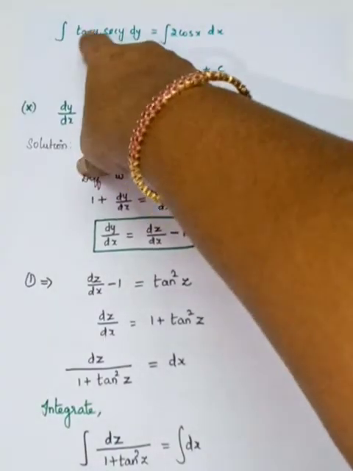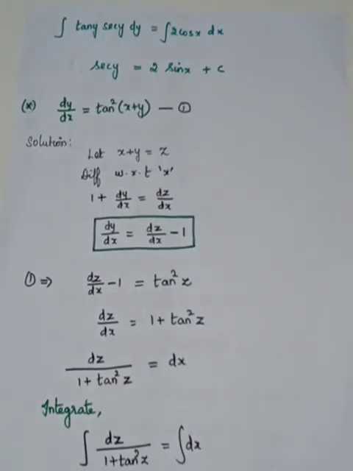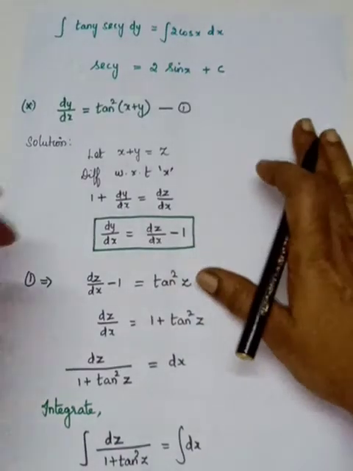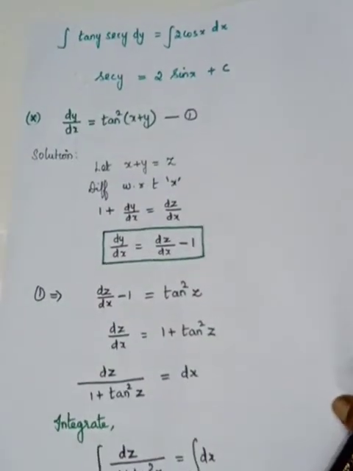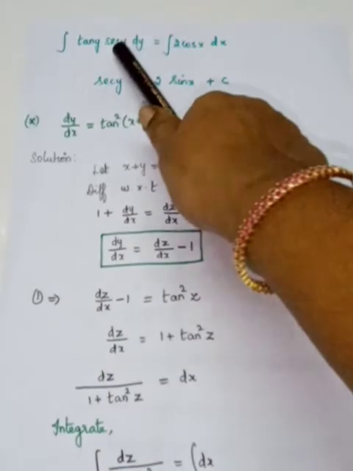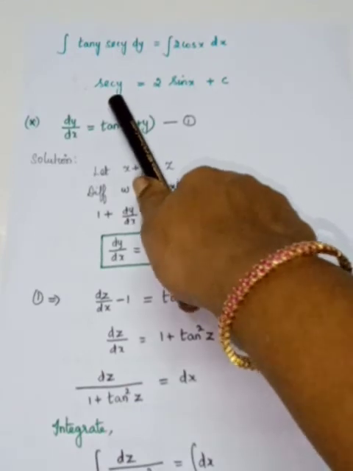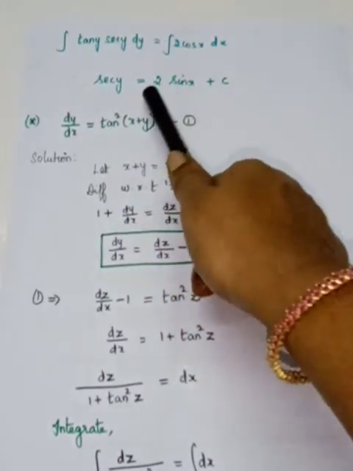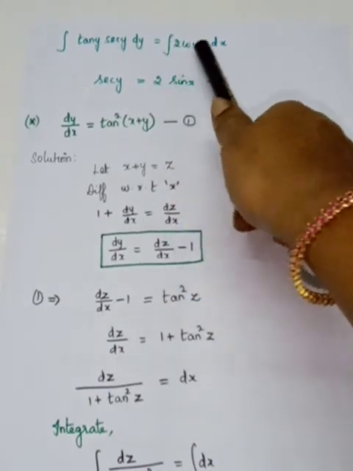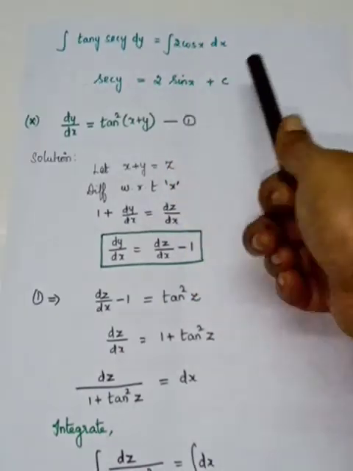So what is the formula? Integral secant x tan x dx is equal to secant x. The integration formula is secant, here y is involved, so it is secant y is equal to 2, which is a constant. The integration of cos x is sin x plus c.